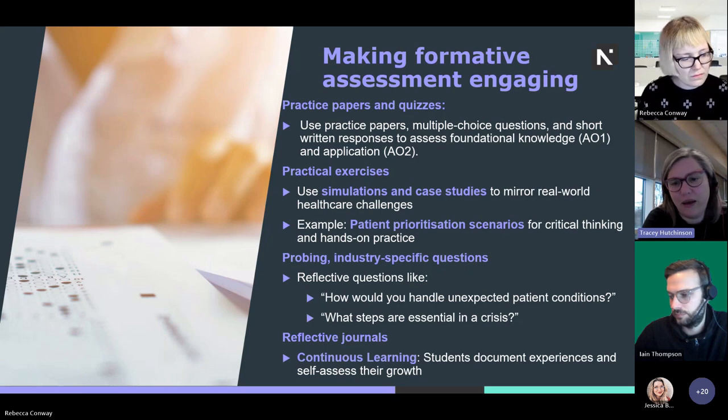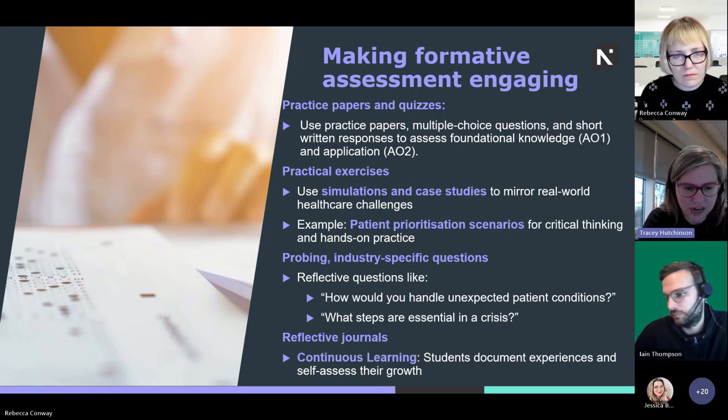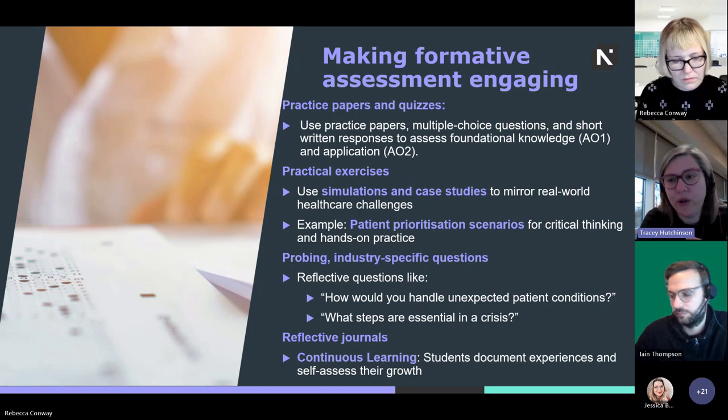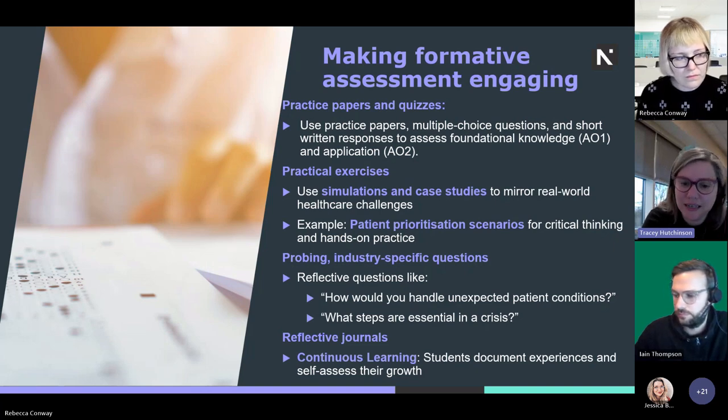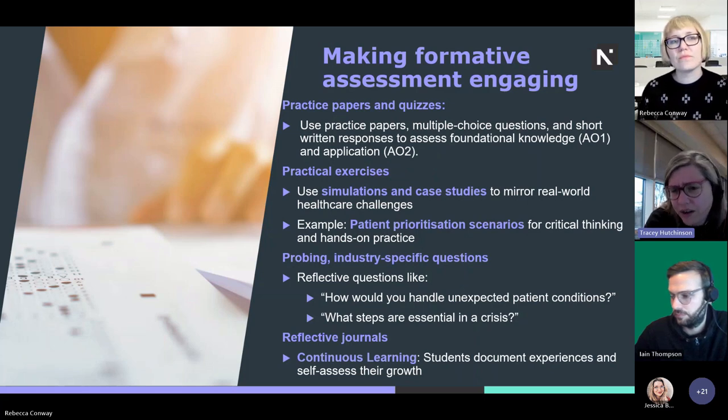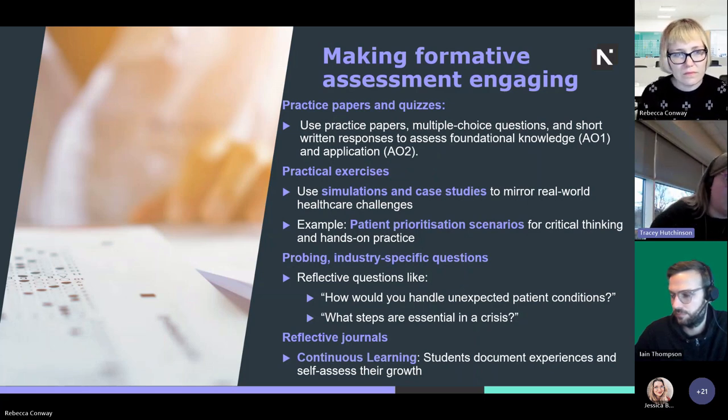And as we know, care practitioners are reflective practitioners, just like us teachers. It's really important that the students start now with a reflective journal through their continuous learning. Not only will it prepare them for industry and their assessments, but it really helps them understand what they're experiencing, what their challenges were, and what their successes are.